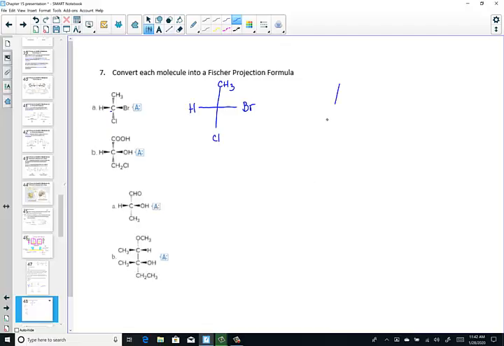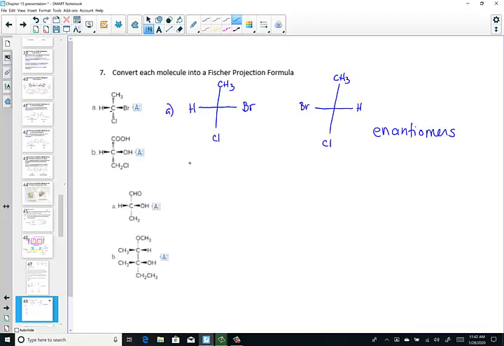We can draw its enantiomer. How easy is that? The enantiomer would have bromine to the left, hydrogen to the right. These are non-superimposable mirror images. They are called enantiomers. Chiral centers in the middle of the cross.